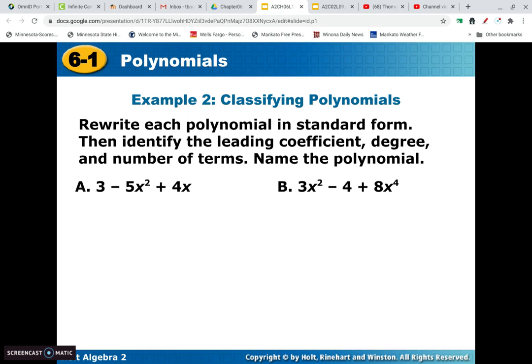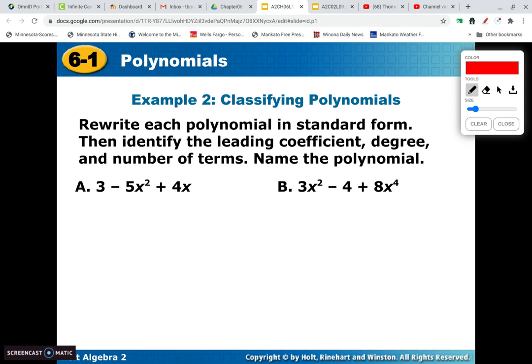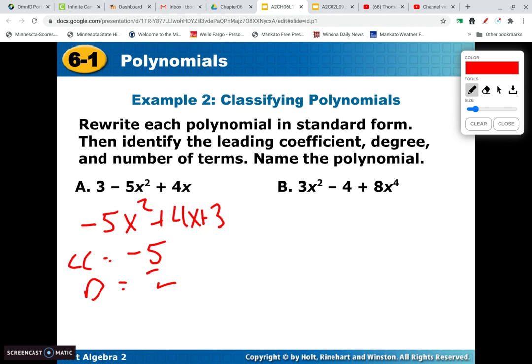So let's do this. Here's some good quiz questions. Let's write it in standard polynomial form. So in letter A, we'd start with the highest powered exponent, keep the negative with it: negative 5x squared plus 4x plus 3. Now, it wants us to find the leading coefficient. So I'll just say LC here. That's going to be negative 5. What's the degree? The degree is the highest powered exponent. It's a 2. Number of terms, obviously, is 3, and the polynomial, since it's degree 2, would be a quadratic.